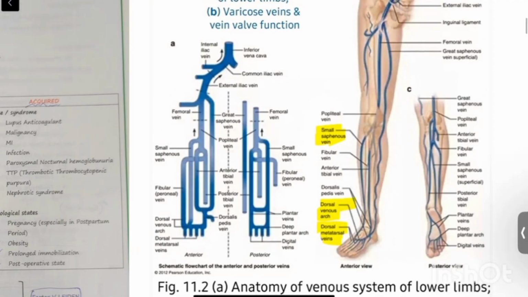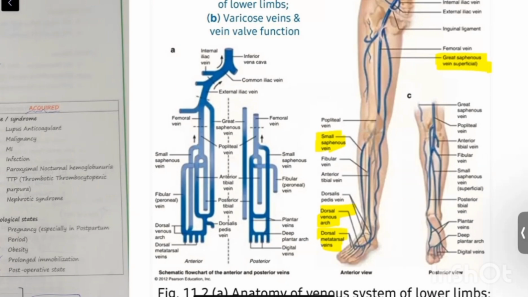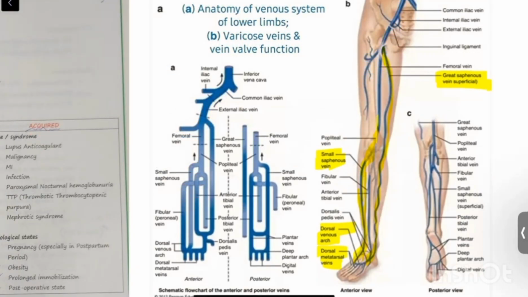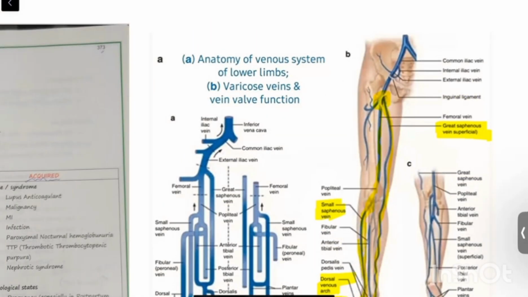There is one more vein which is draining almost the anteromedial part of the leg, that is the long saphenous vein or great saphenous vein. This great saphenous vein is draining this entire portion, and the other three, the dorsalis pedis vein, fibular vein and anterior tibial vein, all three will join the short saphenous vein, which will in turn join the popliteal vein. So basically two veins, the great saphenous vein and popliteal vein, are joining the femoral vein at an opening called the saphenous opening.